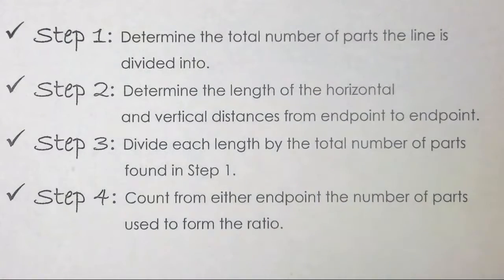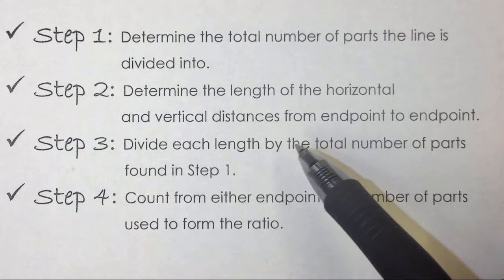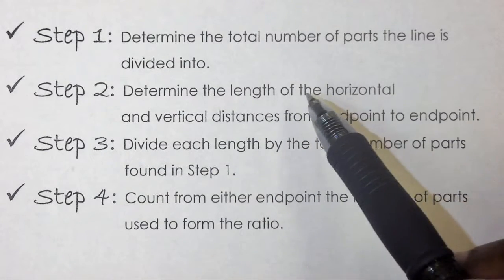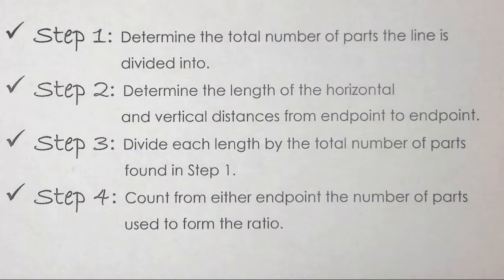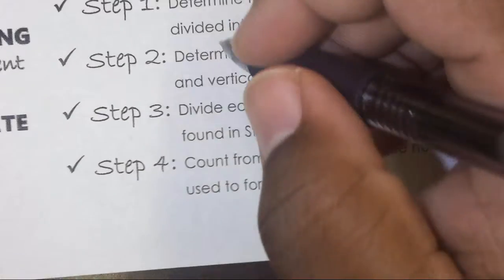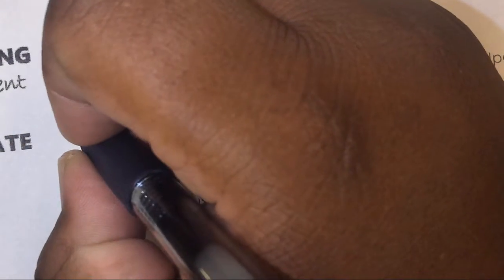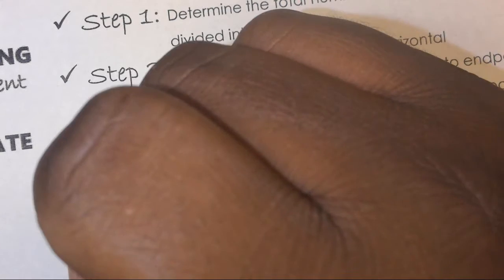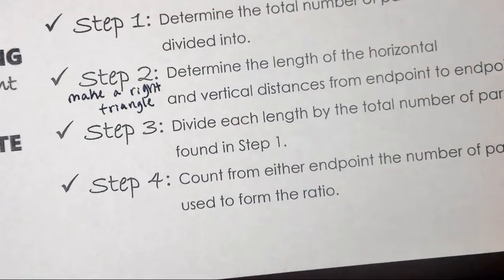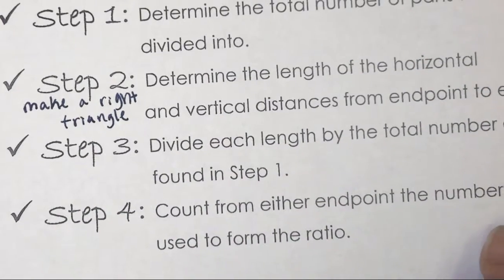That part right there, step 2, that's something we've been doing all year. That's what we do before we do Pythagorean. Remember we create that triangle? That's all you're doing right there. That's you creating right triangles. So step 2, under that I want you to write, just so you'll know, make a right triangle. When you make the right triangle, that's going to help you get your horizontal and vertical distance.